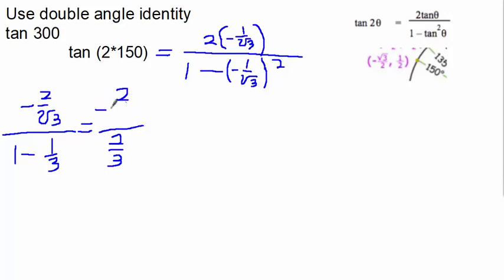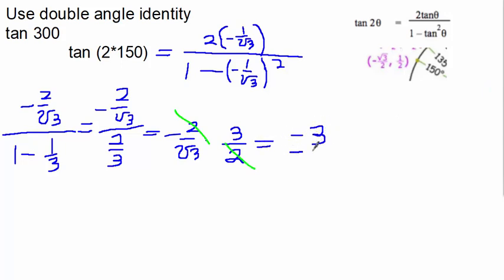And now we're finally ready to copy, dot, flip, flop. So we have negative 2 over the square root of 3 times 3 over 2. And our 2's do cancel. We can't cancel one outside, one inside. So we have negative 3 on the top, square root of 3 on the bottom.